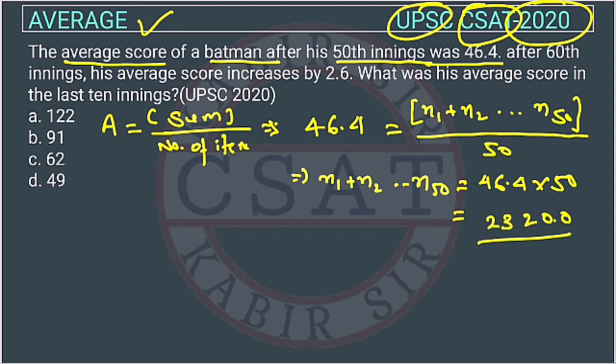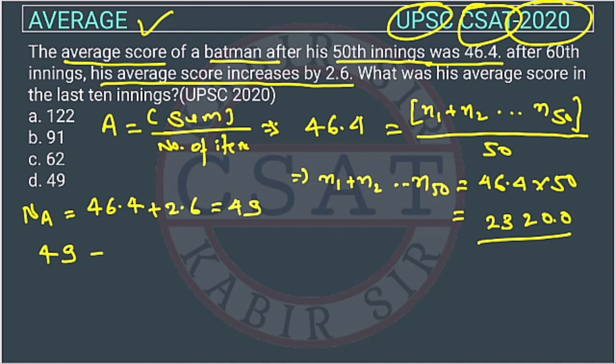Now the second part: his average score increased by 2.6. So what is the new average? The new average is the previous average plus 2.6. So this is our new average, 49. So 49 is the average of what? After the 60th inning, his average score. So there are 60 innings played by the batsman.